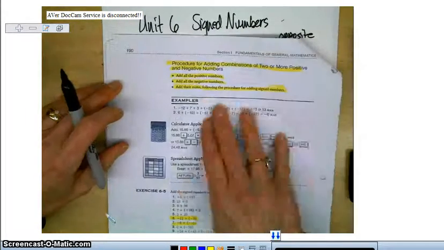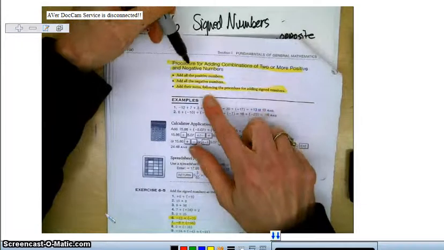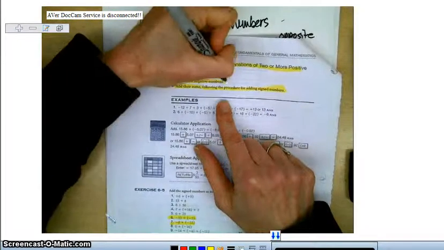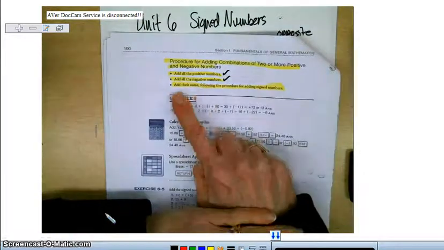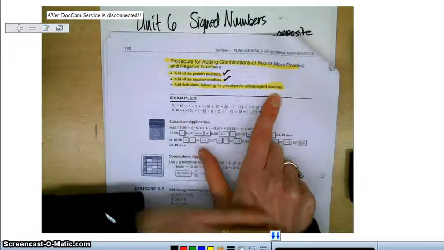All right, so this will still be the same when we're adding combinations of 2 or more positive and negative numbers. So the procedure for adding combinations of 2 or more positive and negative numbers: add all the positive numbers together, add all the negative numbers together, and then follow the rules for adding a positive and a negative number.